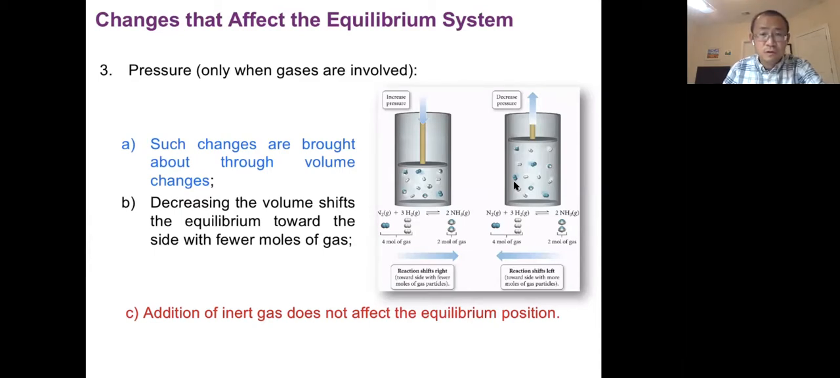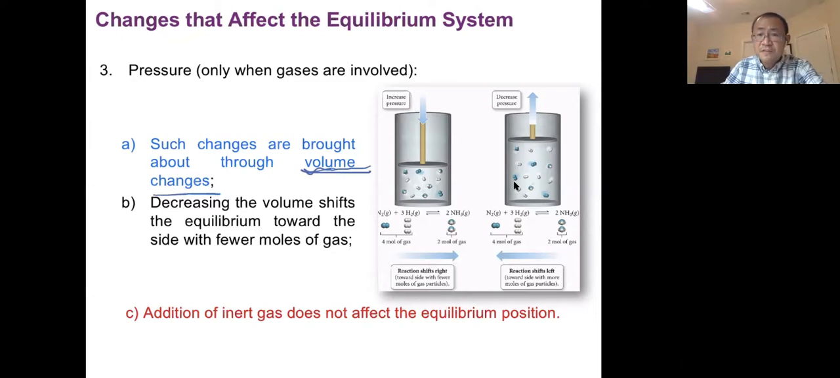Changing pressure will only affect equilibrium when gases are involved. If you have a solution equation, no gas involved, pressure will not have any effect on it. Changing pressure only affects gas reactions. And pressure change has an effect on the volume. Pressure change is brought about through volume change.